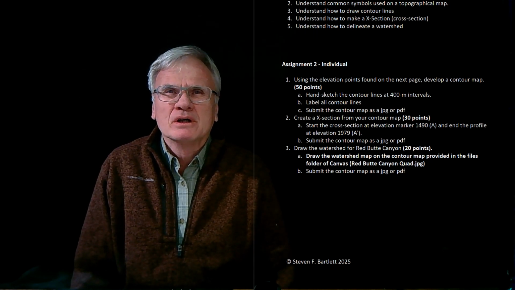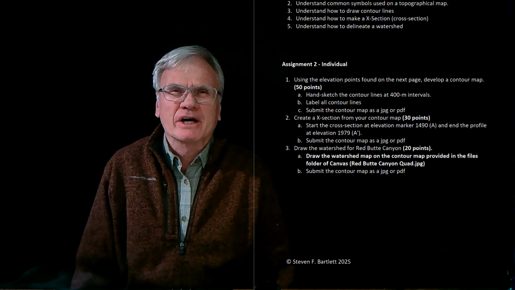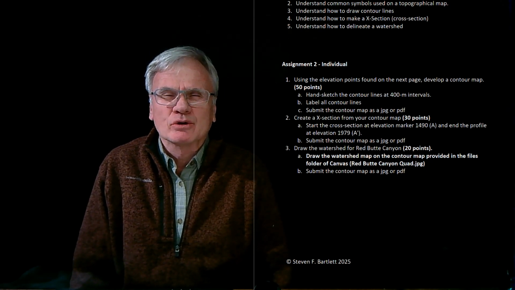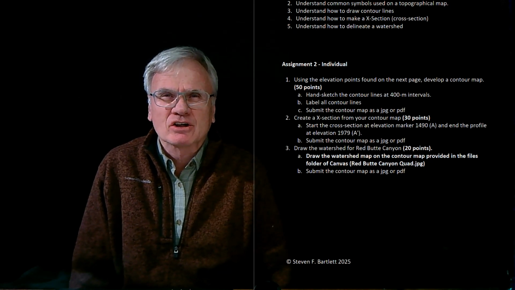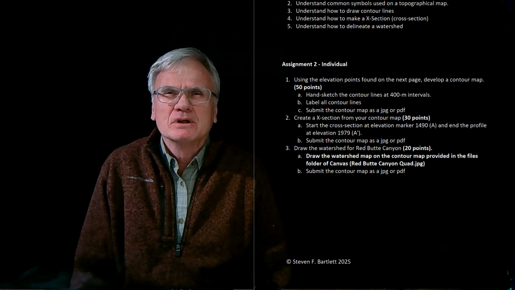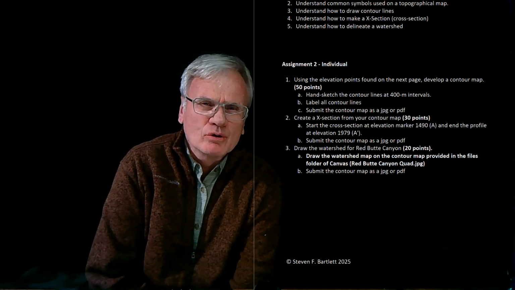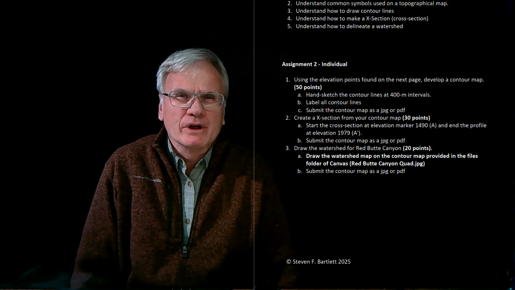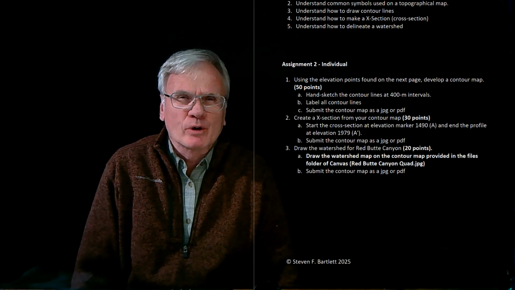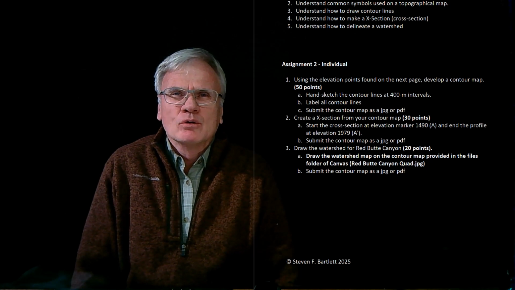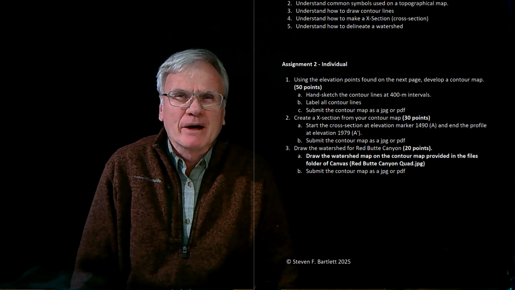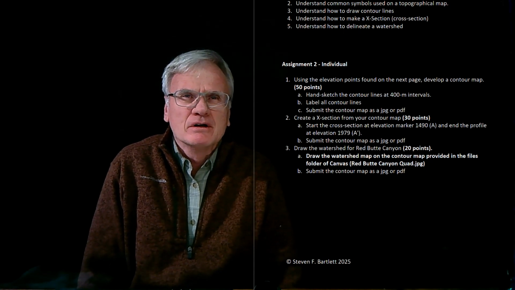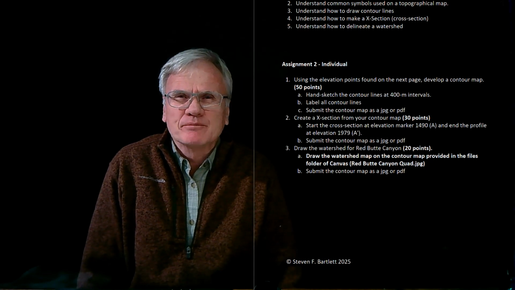What we will do in the first exercise in developing a contour map is we'll be given a set of data that has elevations, and we'll take those elevations and learn how to hand sketch contour lines at 400-meter intervals. Then also important to doing that is to label the contour intervals. We will select a 400-meter interval, meaning that each contour represents a 400-meter change in elevation. We'll label all the contours that are on the contour map, and then I ask you to submit that map as a JPEG or PDF file to Canvas for grading.